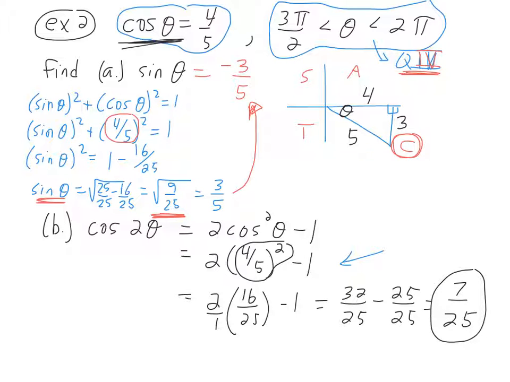Now for these double angle ones, you don't have to worry about things being positive or negative. You don't have to worry about your quadrants. That's only if we're talking about a single angle.